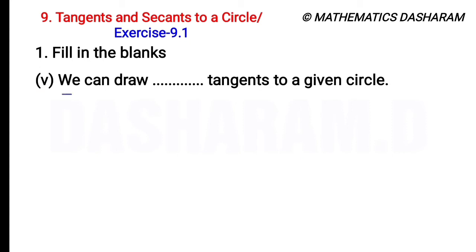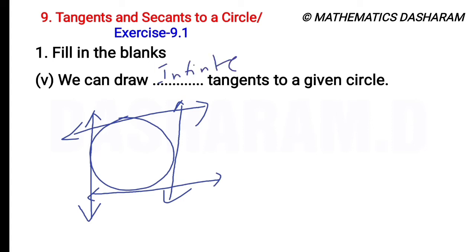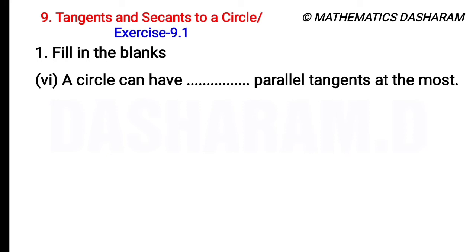Fifth question, we can draw dash tangents to a given circle. So, circle, here one tangent, here one more tangent, here one more tangent, here one more tangent. So that means we can draw a tangent at each point on the circle. So infinite tangents to a given circle.